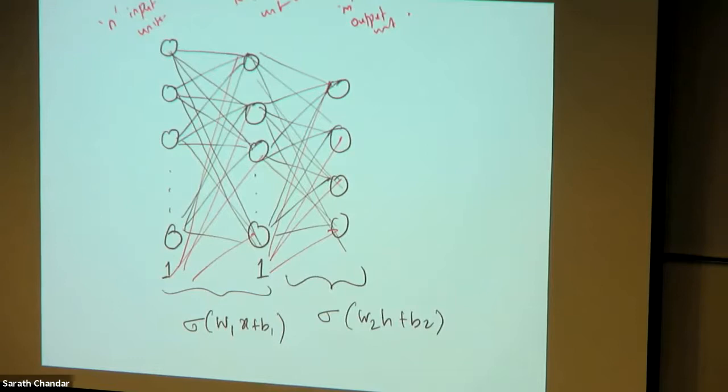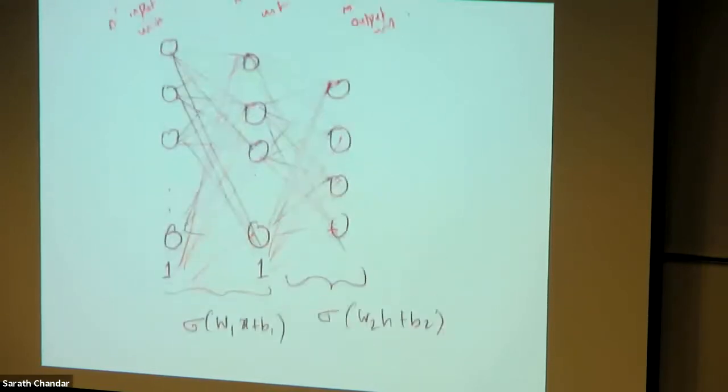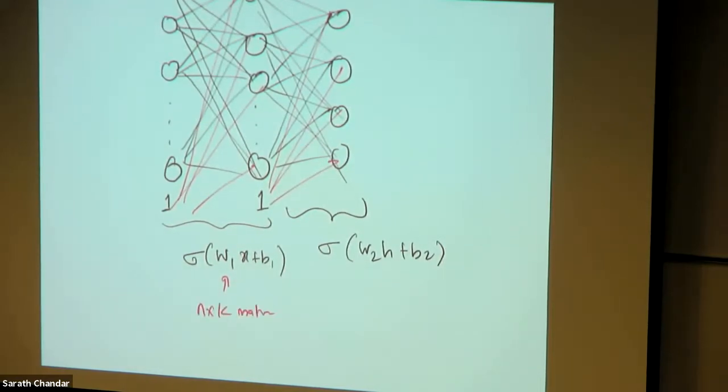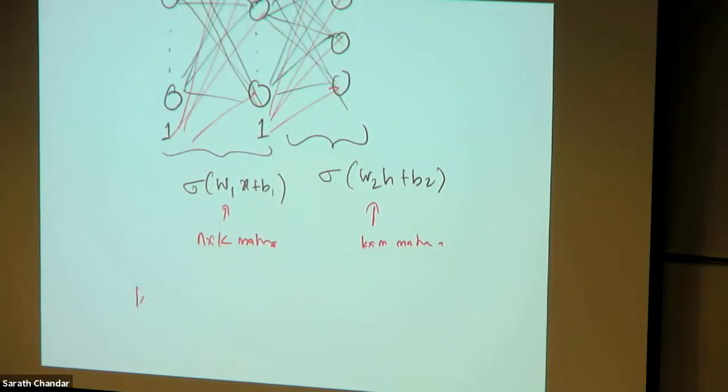W1, so W1 here was an n cross k matrix, right? It goes from n to k units. Similarly, W2 was a k cross m matrix. Now I can just put the bias inside, so I can have W1 bar, which is an n plus 1 cross k matrix. Similarly, W2 bar, which is a k plus 1 times m matrix. Is that clear?